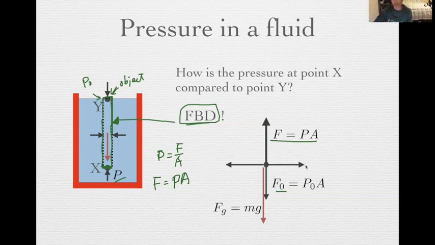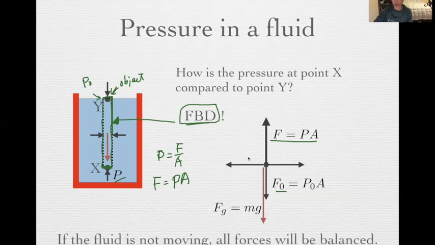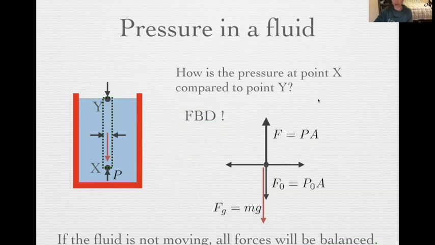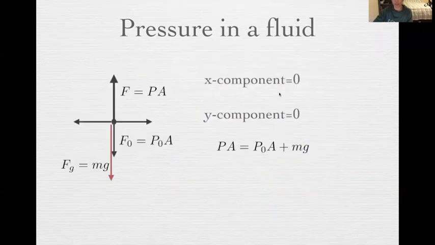The x components are going to cancel out. These two are going to cancel out, and these two will cancel out. Eventually, since we have studied the case where the fluid is not moving, all the forces must be balanced. So we know these two are the same, and this one and this one will be the same. So let's analyze this free body diagram in x and y components.